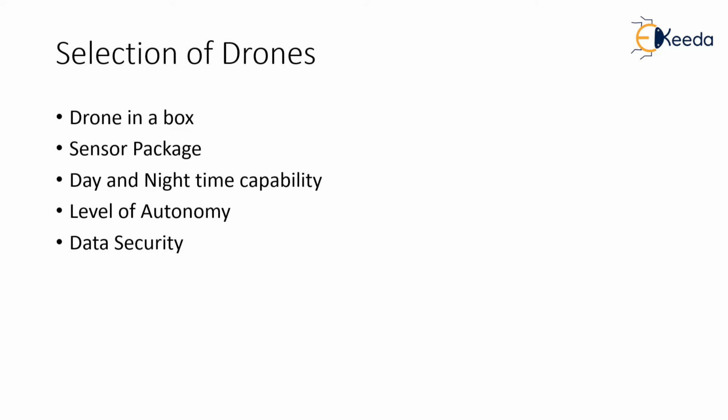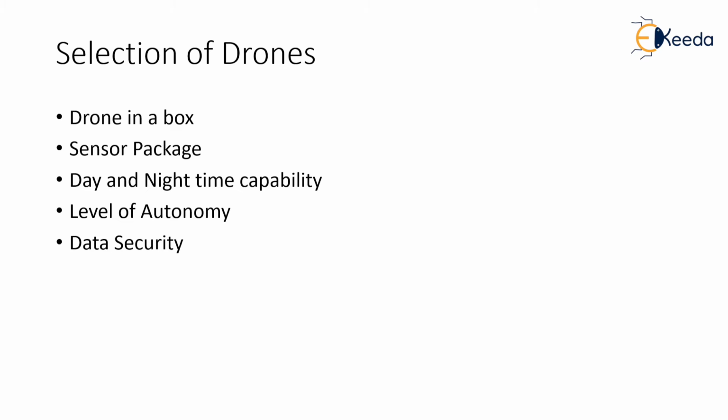Second is the sensor package. What kind of sensors does it have? Is it equipped with a thermal camera? Is it equipped with an optical camera? What kind of sensor package is required is very important while selecting a drone. Third is day and nighttime capability. Nowadays, drones are required not only during the day but also at night. As per DGCA regulations, nighttime flying is not permitted, but within closed premises you can still do nighttime flying and monitor the area. So you want drones which can be flown both in the day as well as at night. That's the beauty of drones, and that's where the technology is advancing.